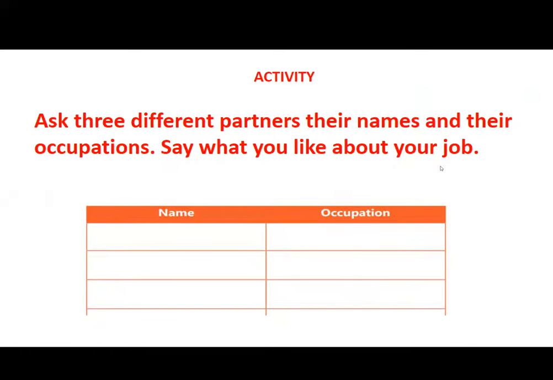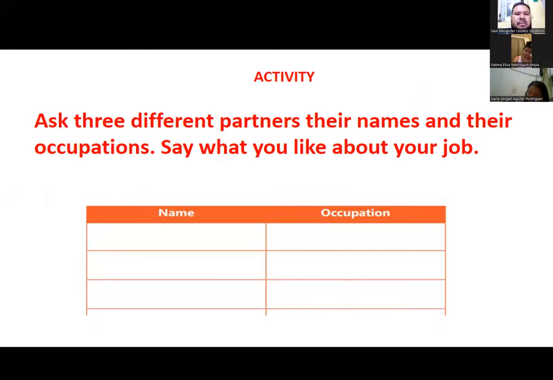Let's see. Ask three different partners their names and their occupations. Say what you like about a job. In this case, you will think about what you do, what is your job. Si ustedes se fijan, al inicio la pregunta era what do you do?